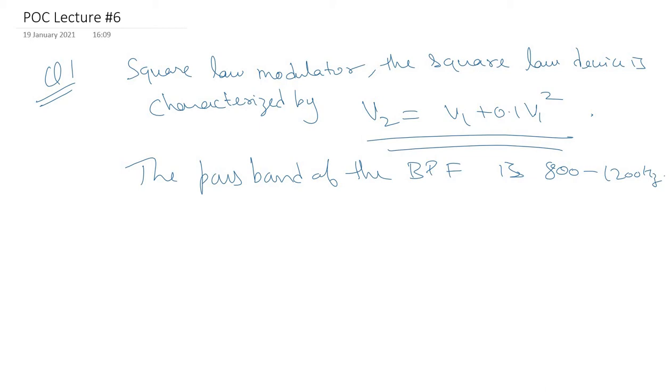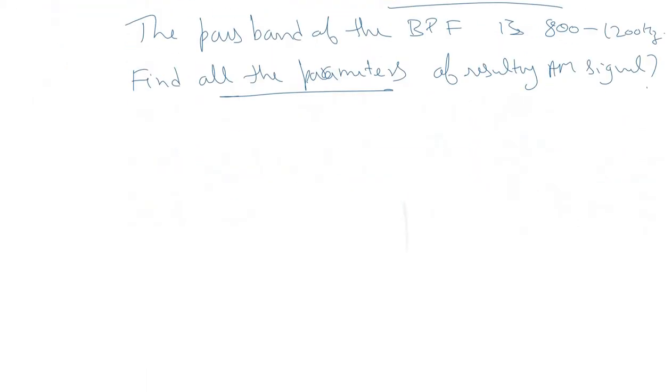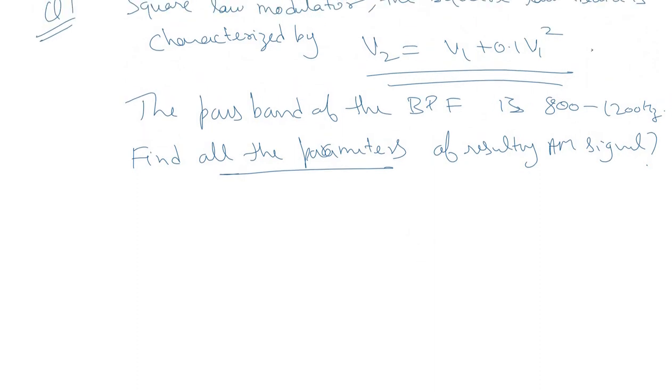And further, the question is to find all the parameters of the resulting AM signal. By all the parameters, we mean all the possible important attributes like modulation index, transmitted power, power efficiency, and so on. Okay, and we are given the block diagram of the square law modulator.